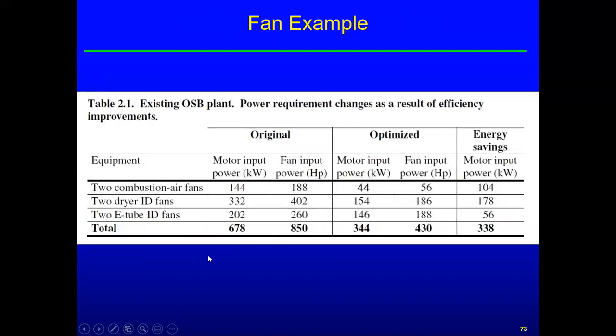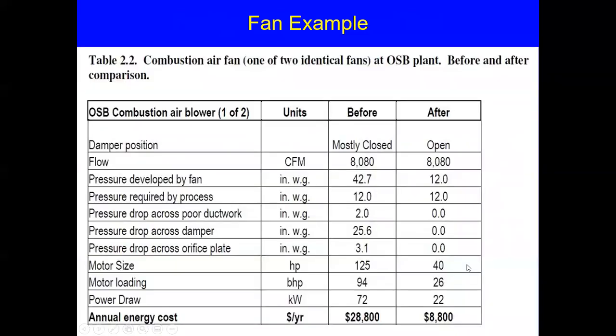Now, this was the overall success of their project. There's 2 combustion air fans, and KW went from 144 down to 44. That's pretty good. 2 dryer ID fans went from 332 down to 154 kW, and 2 E-tube ID fans from 202 to 146. So across the board, they had about 338 kW of reduction based on their fan study.